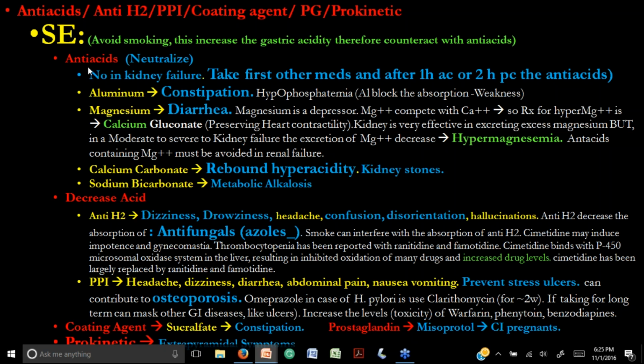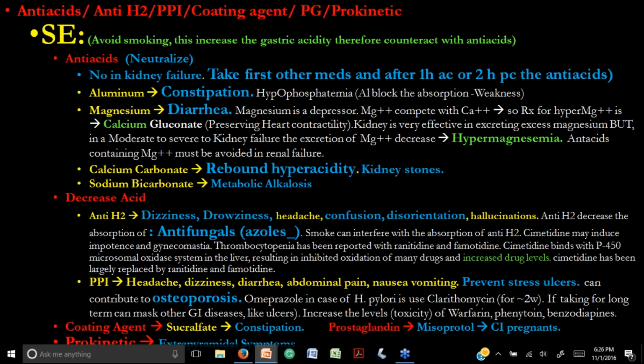Now, we pass from neutralization of gastric acid, let's go to the decrease of the acid, the anti-H2. Anti-H2 and PPI. Just to refresh you, anti-H2 is going to last about 12 hours. Meantime, the PPI can last about 24 hours. And the PPI is mostly what we are going to see in the hospitals with patients, especially with the post-operative. Okay?